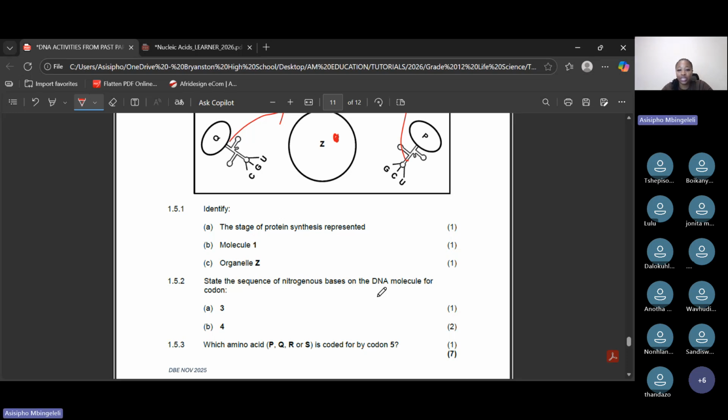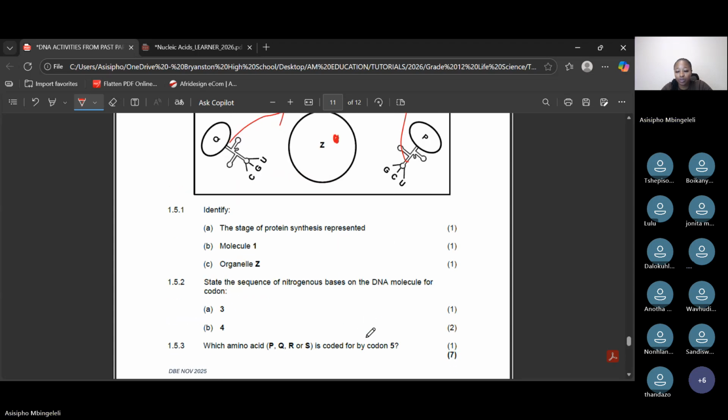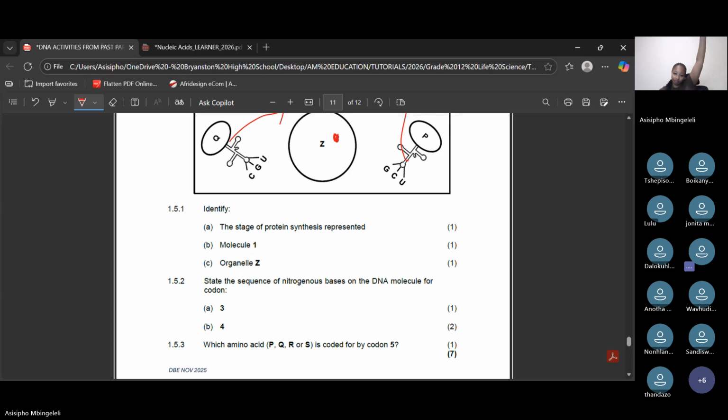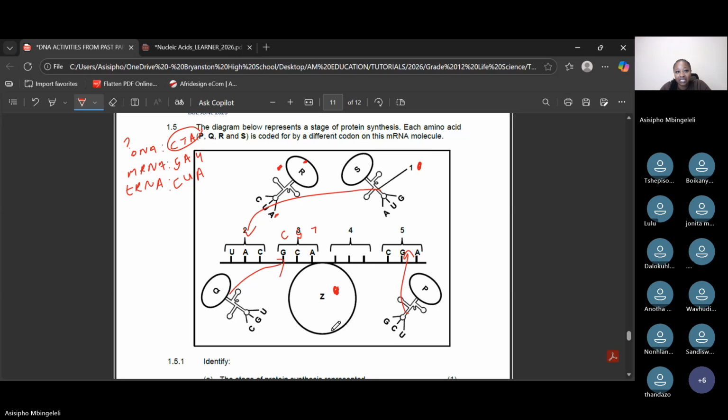Last one. Which amino acid PQRS is coded for by... Can I just ask a question, ma'am? Yes. For B, do you need to show your working? Do you need to show how you got to the answer, or can you just write the answer? Just write the answer. Okay. Is it CTA or GTA? CTA.